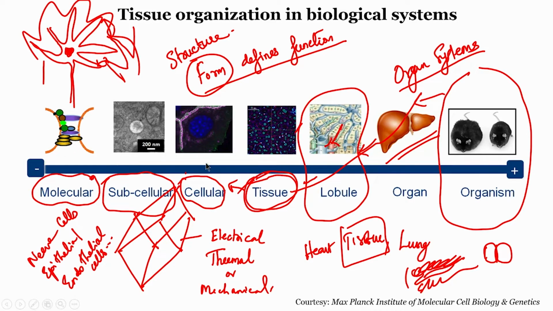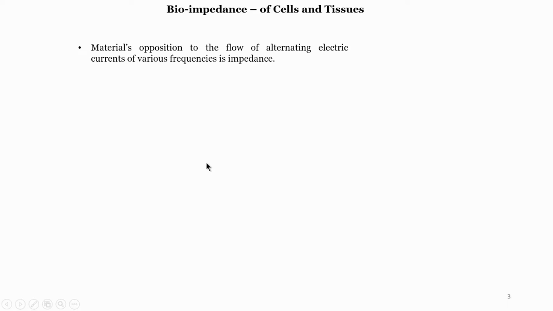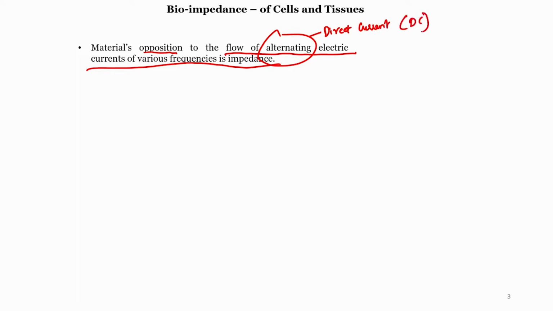Okay. So, next what we will see is, we will just quickly revisit the bioimpedance that we talked about of cells and tissues. What is basically impedance? Again we will see, basically impedance is the material's opposition to the flow of alternating current of various frequencies. Okay. So, if this alternating current is direct current, which is DC, we can call this impedance as resistance. All of you are aware, I think. So, DC it is called resistance, and AC it is called impedance.